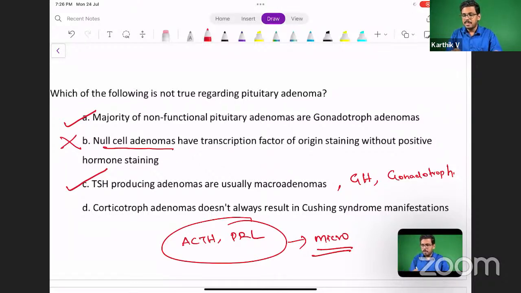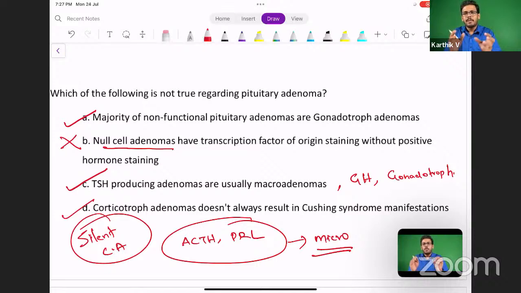And corticotroph adenomas don't always result in Cushing syndrome manifestations. It's of course a correct statement because there is an entity called silent corticotroph adenoma. In silent corticotroph adenoma, when the lesion is resected, it shows TPIT transcription factor and ACTH hormone positivity. But when you look at the biochemical evidence of cortisol excess by an ONDST or a salivary cortisol, it would be negative. No biochemical or clinical features of cortisol excess, just the tumor specimen will show ACTH staining. They are called silent corticotroph adenoma. So not all corticotroph adenomas result in Cushing syndrome manifestations. So the correct answer for our question is option number 2.